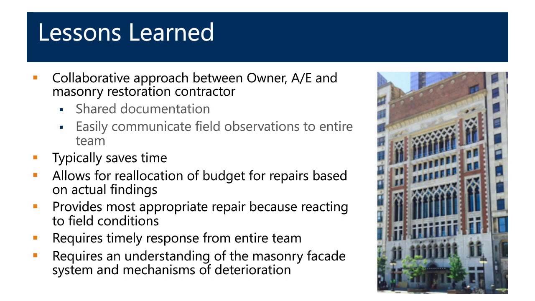It allows for reallocation of budget money. If you have a unit cost and an overall budget that the AE, architect, and even the contractor might be on board with, you may do less repair in one item but more repair somewhere else because you've encountered, once you get on the building, that it needs it, and on something else you can back off the quantity.